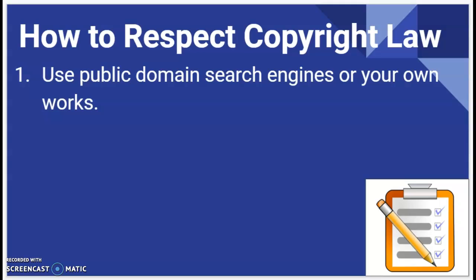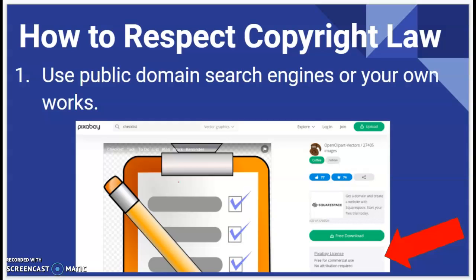The best place to start is by using public domain search engines or your own works. This way you don't have to get permission or give attribution, which is when you give credit to the creator or owner. For example, all the images in this presentation were found using Pixabay.com. Each image has documentation on the side. This image says it's free for commercial use without attribution, meaning I can use it without giving credit. I can even use it if it helps me earn money.